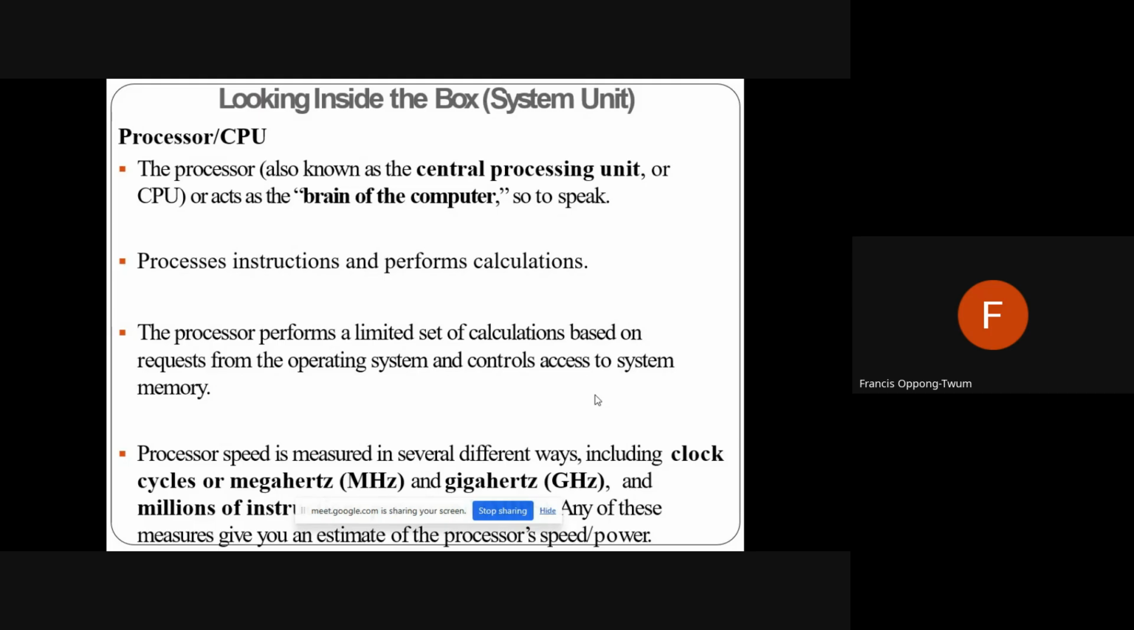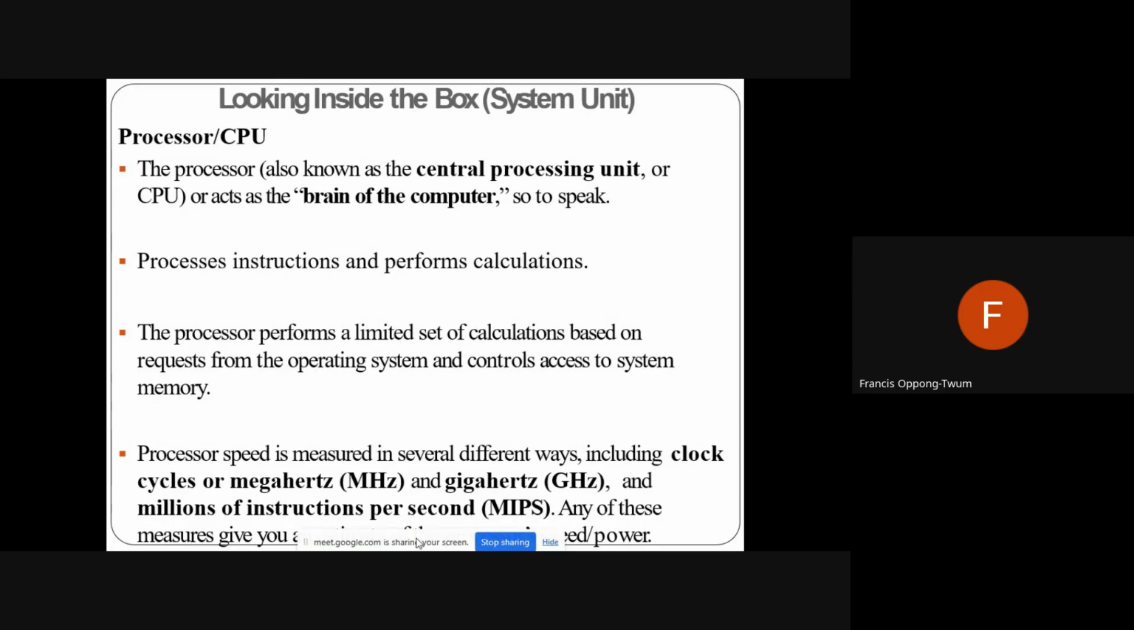The processor performs a limited set of calculations based on requests from the operating system. The processor also has some speed. Some processors are measured in megahertz, some are measured in gigahertz, and some are measured in millions of instructions per second, which we refer to as MIPS.